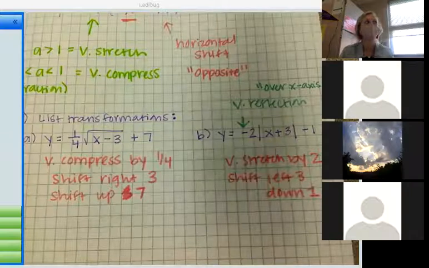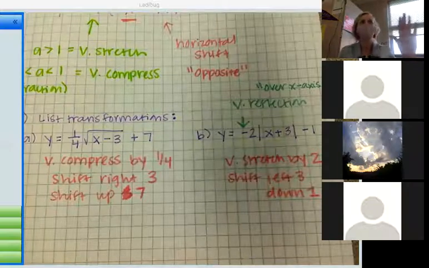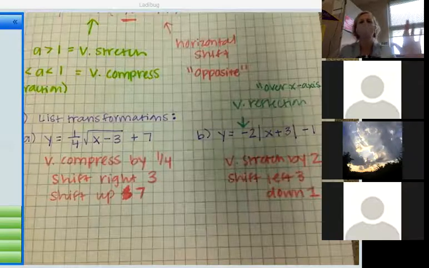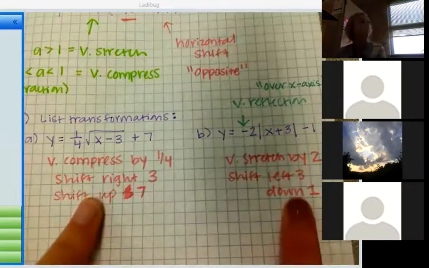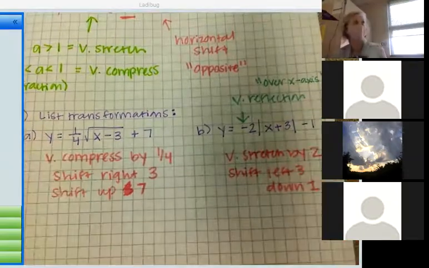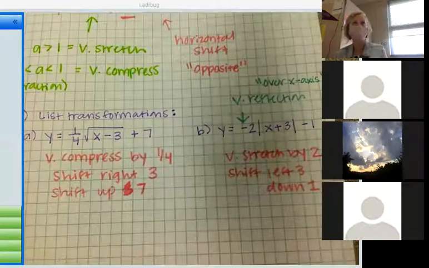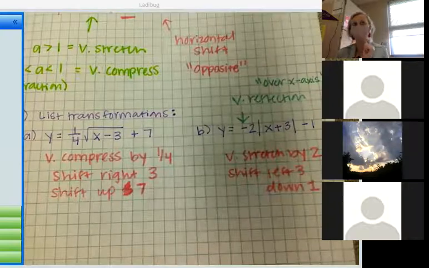Everybody feels okay with that? Okay. On your homework, I'm not done, so don't start getting excited and packing up. On your homework, there's a section where I give you the transformations and you write the equation from those. Does that make sense? You should be able to do that, so we're okay to move on.